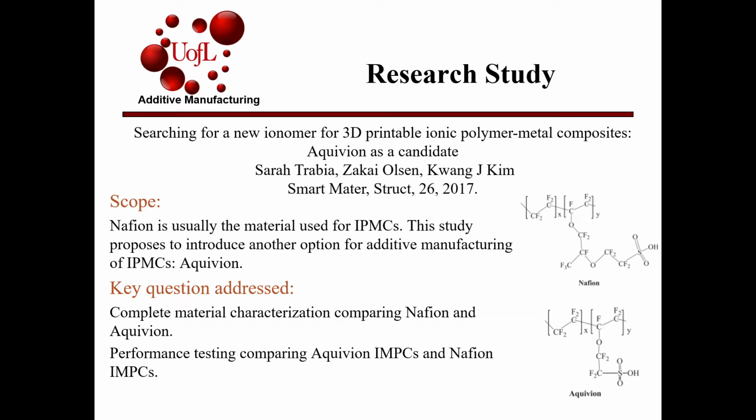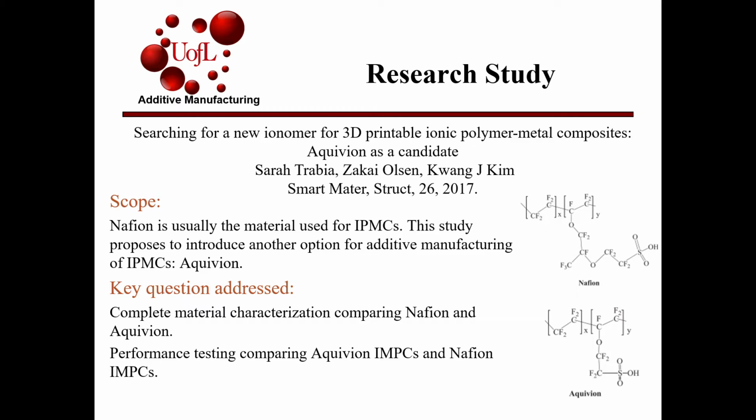The title of this paper was Searching for a New Ionomer for 3D Printable Ionic Polymer Metal Composites, Equivion as a Candidate. The authors of this paper were Sarah Trabia, Zakai Olson, and Kwang J. Kim. It was published in Smart Materials and Structures, Volume 26 in 2017.